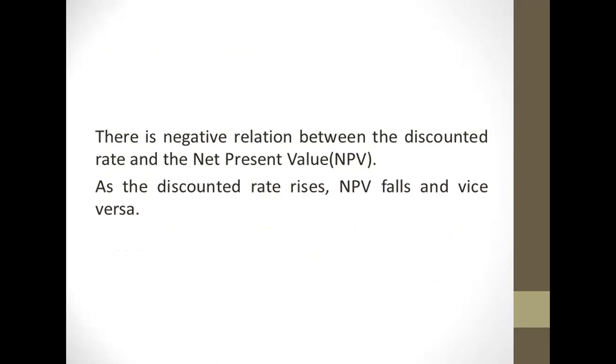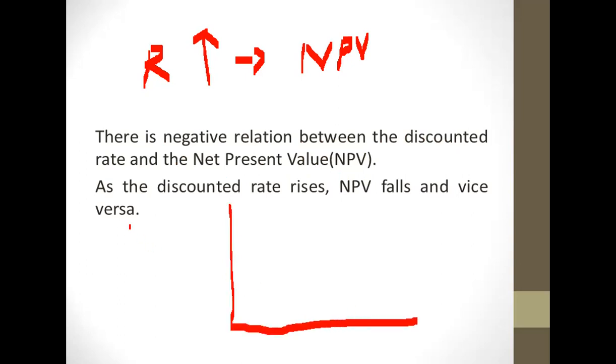Now, there is a negative relation between the discount rate and the present value. So I will explain that. That means as your rate of interest or discounted value increases, NPV falls, net present value falls. So there is a negative relation between the discounted rate and the NPV. So this can be shown with the help of a figure.